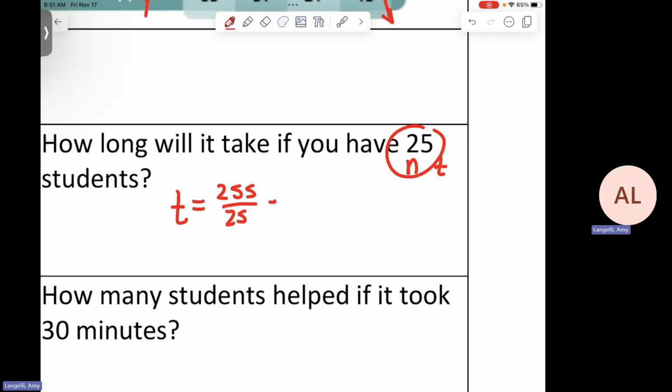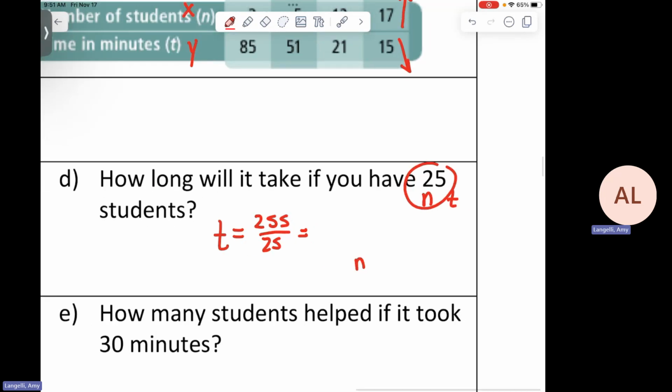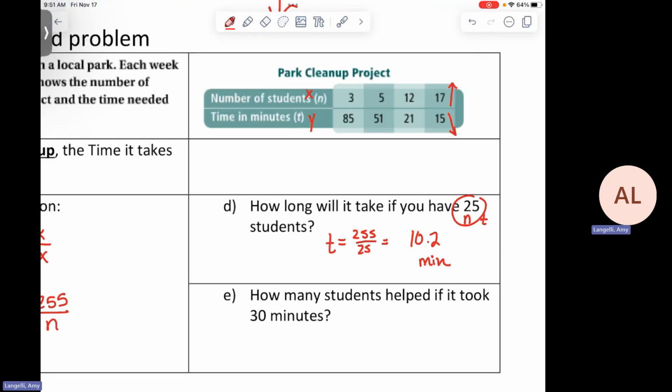If anybody did it on their calculator, please feel free to tell me. I think this was in minutes. Did you get it? That makes sense. Yeah, that makes a lot of sense. Okay, so not too bad. Hey, if 25 students come, how many minutes? Not too bad.